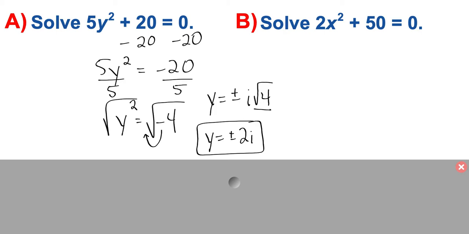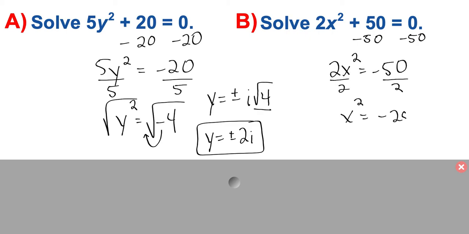For B, same concept. Move the 50. We got 2x squared equals negative 50. Divide by 2. x squared equals negative 25. Square root both sides, and we get x equals plus or minus 5i. So simple square root property. We get complex numbers on both of those. Sometimes we'll get regular numbers, but in this case we didn't.